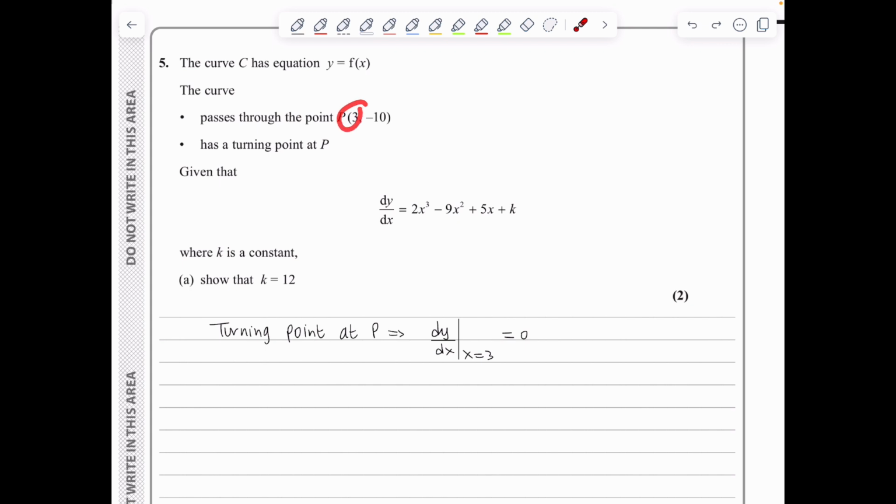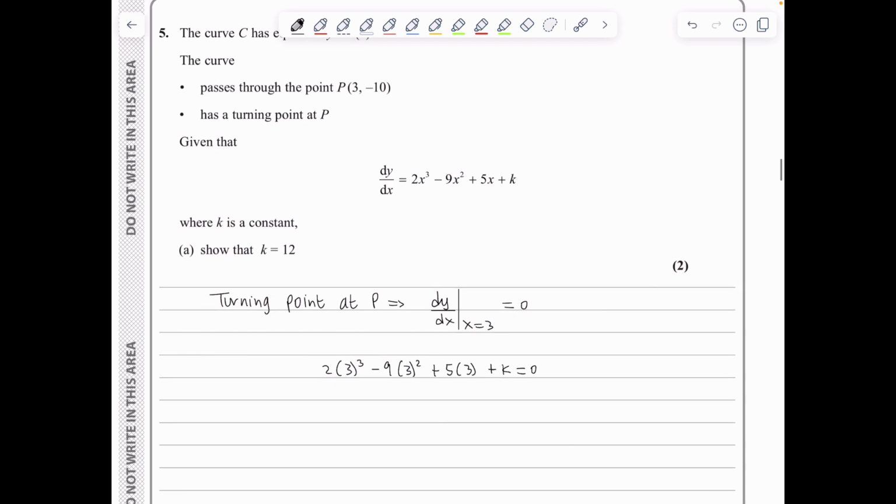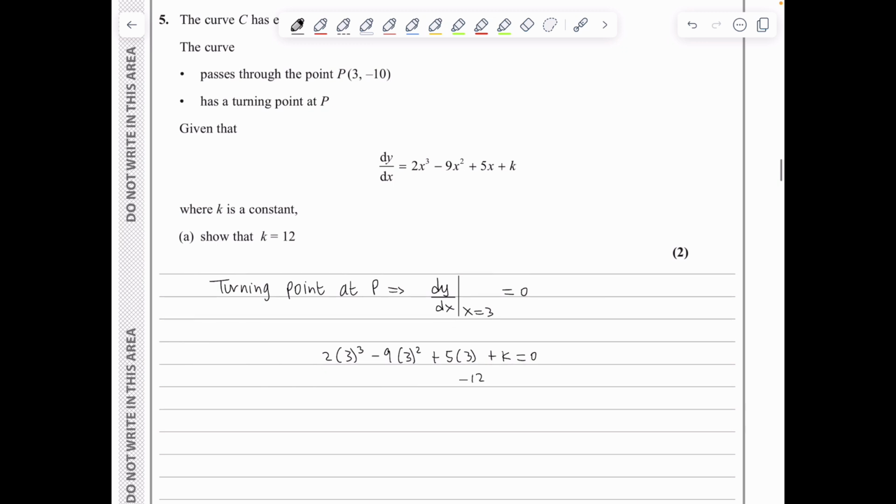The x coordinate of P must be giving a result of 0. So I will be substituting here x with 3. We get 2 times 3 to the power of 3 minus 9 times 3 squared plus 5 times 3 plus k is equal to 0. So this leads to -12 plus k is equal to 0, and therefore we obtain that k is 12 as required.